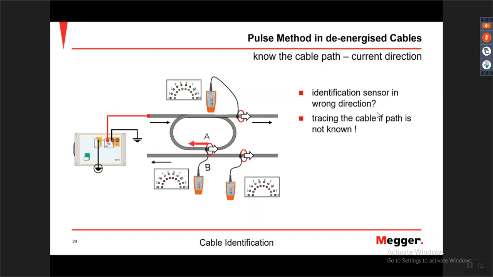So it's imperative that you know the direction of flow through the cable and get the arrow on the coil going in the direction of flow.